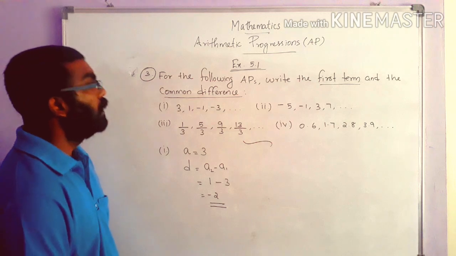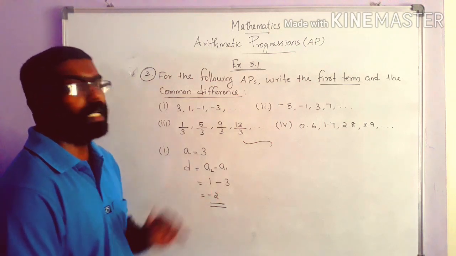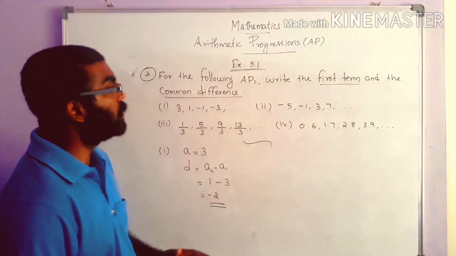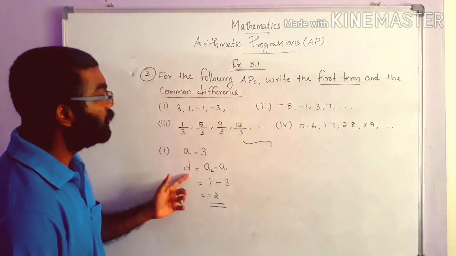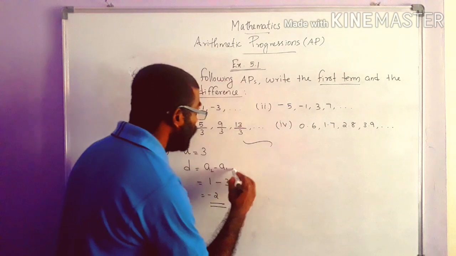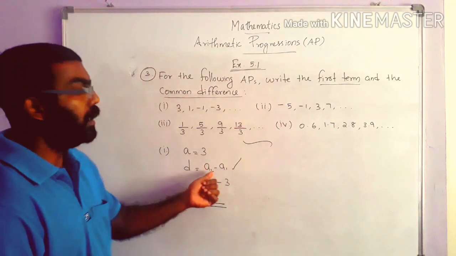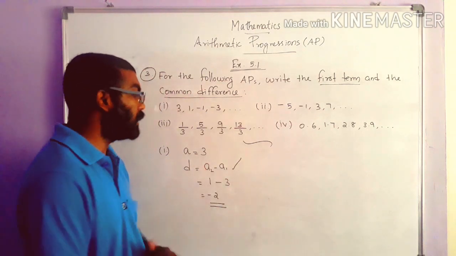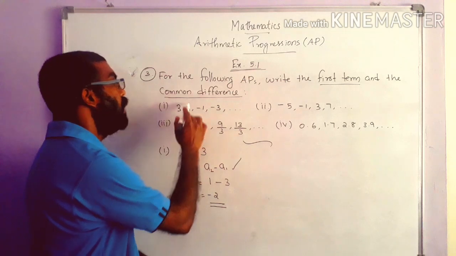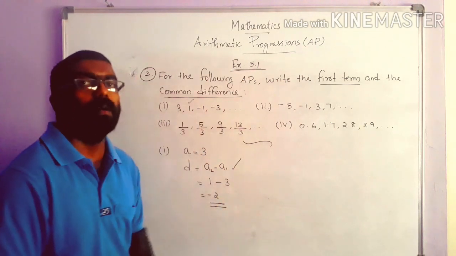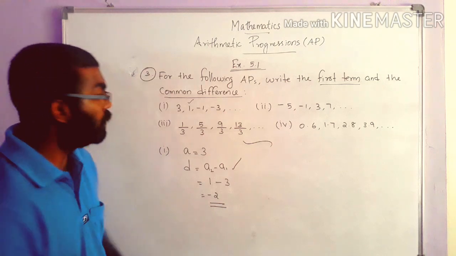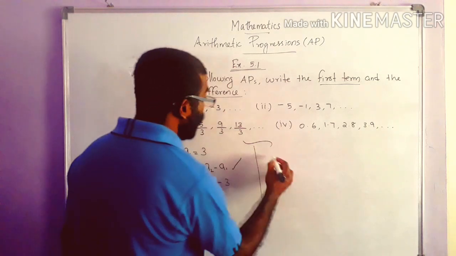Once again, we have to write the first term and common difference. A very simple question. So first term here is 3 and common difference D is given by A2 minus A1. We already learned the formula. D is equal to A2 minus A1. So the second term is 1 and the first term is 3. So 1 minus 3, which is equal to what? Minus 2.